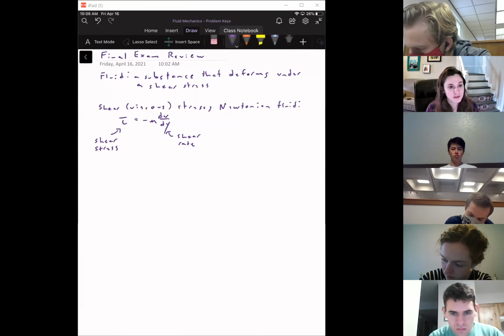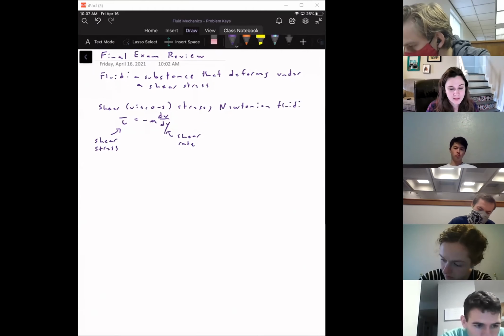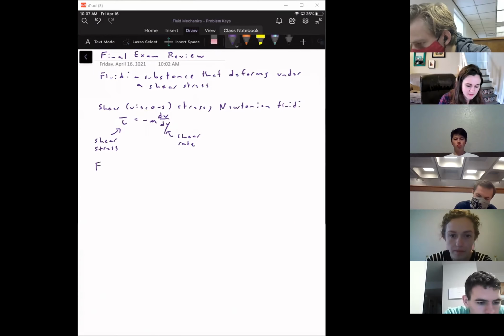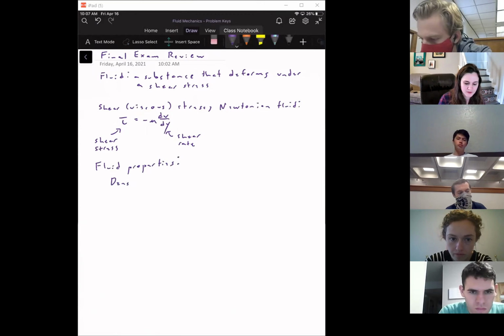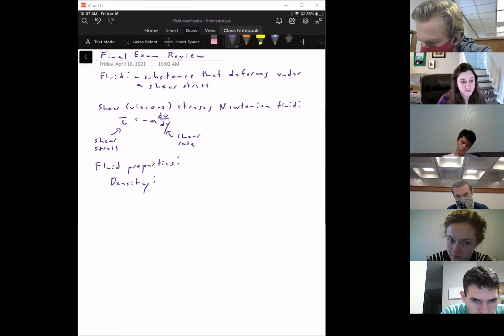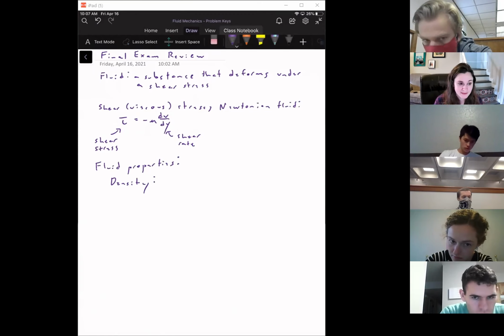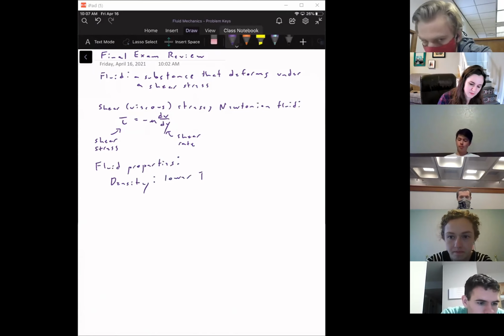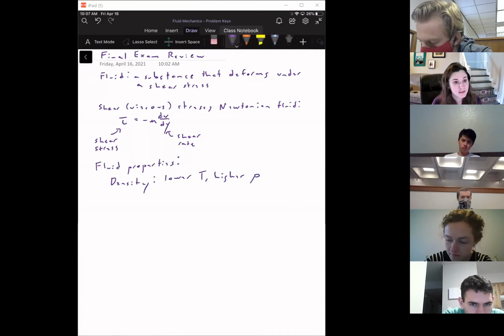That was way back at the beginning. We also learned some general things about fluid properties. So density, for example. What tends to make a fluid more dense? Higher temperatures or lower temperatures? Lower temperatures. What about pressure?